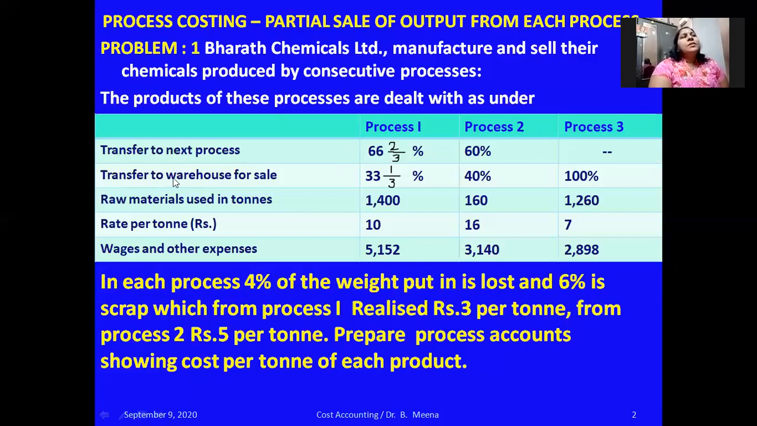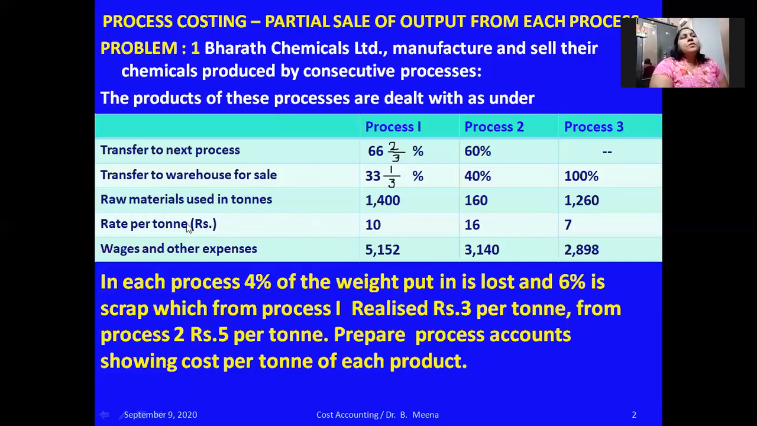Next is transfer to warehouse for sale. Whatever output I am getting in process 1 will transfer to the warehouse for sale to the extent of 33 1/3 percent. In process 2, out of whatever output I am getting, only 40 percent will transfer to the warehouse for sale. But in process 3, since it's the last process, I'm entirely transferring the finished stock to the warehouse for sale. So this is the meaning behind this. When you have this kind of information, how do you proceed with preparation of the process account? Look at the other information.